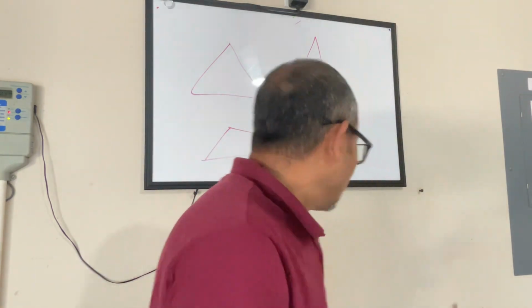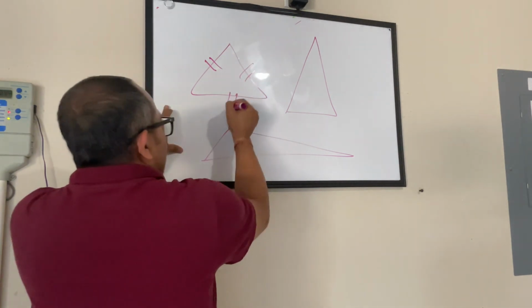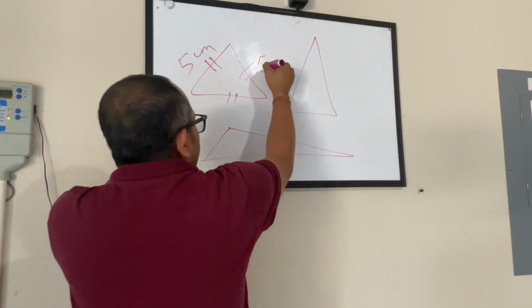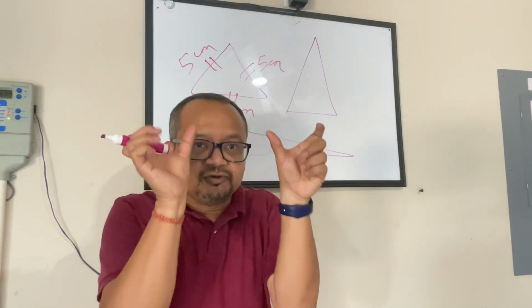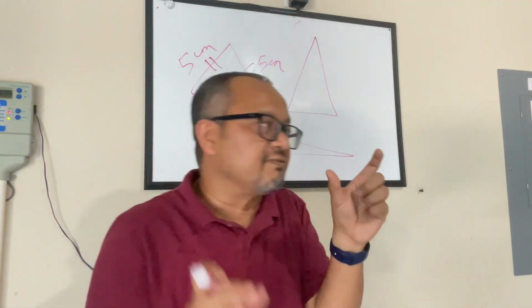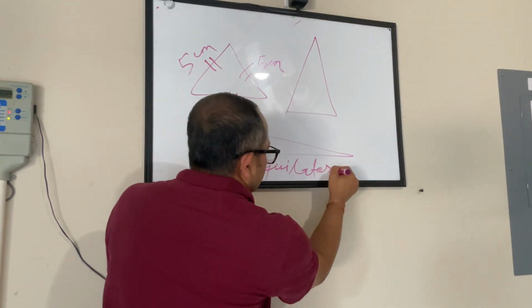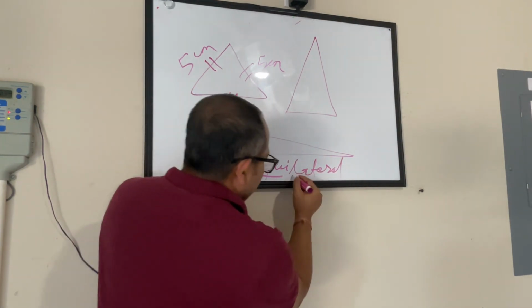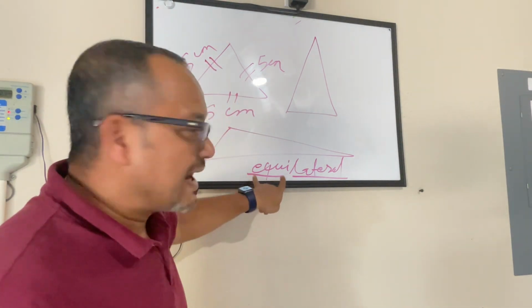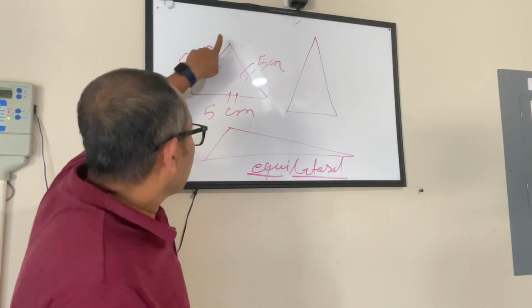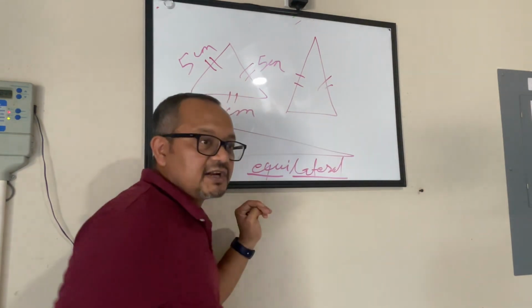Alright. So based on the sides, when all my sides are equal, let's say this is 5 centimeters, this is also 5 centimeters, this is also 5 centimeters, this is called an equilateral triangle. If you break that word equilateral, it is formed by two words: equal and lateral, where lateral means sides. Equal sides. That's why it's called equilateral. When all three sides are equal, that's called an equilateral triangle. Isosceles is when two of the sides are equal.